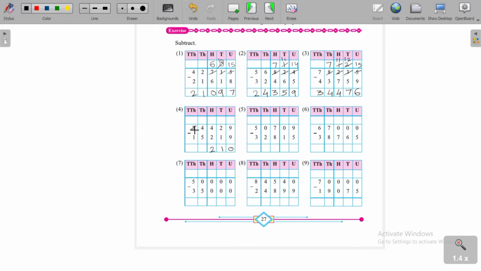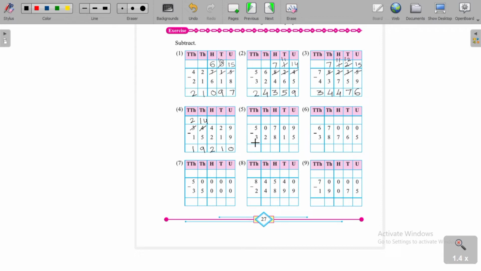So this 3 ten-thousands, they become 2 ten-thousands. Okay, and we are borrowing 1 ten-thousand. So those 10,000 plus these 4,000 together, they make 14,000. 14 minus 5 is 9, and 2 minus 1 is 1. The answer is 19,210.